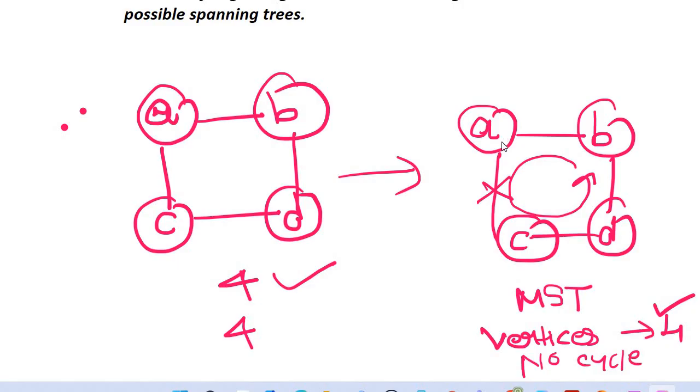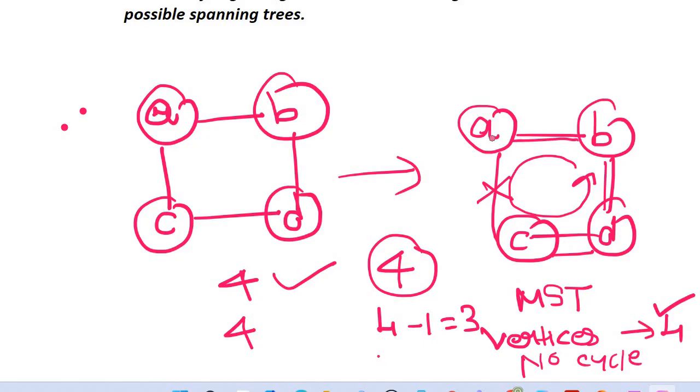And what's the third point? It should have exactly V minus 1 edges. How many vertices are there here? 4, so 4 is the total number of vertices. How many edges are there here? 1, 2 and 3. So 4 minus 1, which is equal to 3. So the total number of edges is 3, which is equal to V minus 1. So this condition is satisfied. All the properties of the minimum spanning tree are satisfied, so we can conclude that this is a minimum spanning tree.